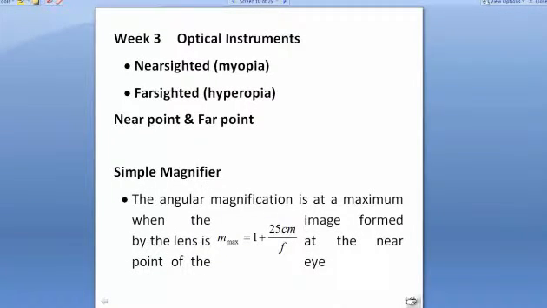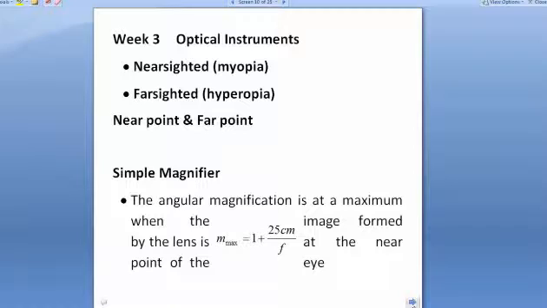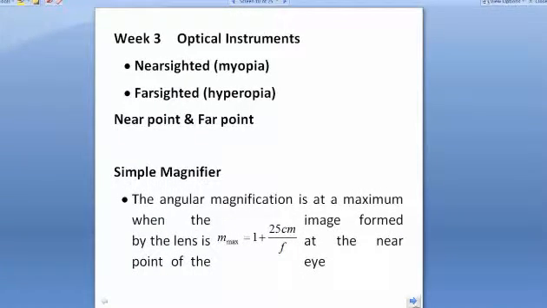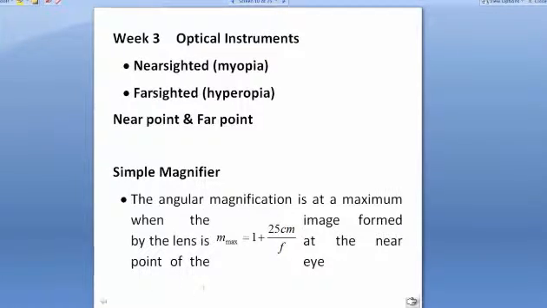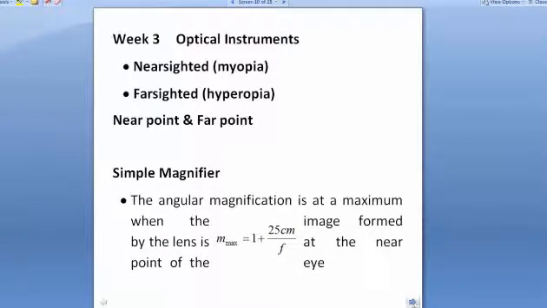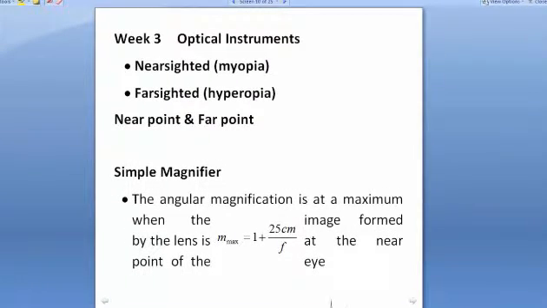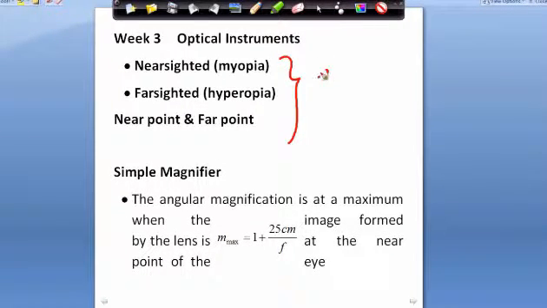Now in week 3 you have learnt about nearsighted, far-sighted, near point and far point of nearsighted and far-sighted people. You have also looked at different optical instruments. Now this optical instrument is what we call the eye. Our eye is a very sophisticated optical instrument that is able to produce images of objects we see.